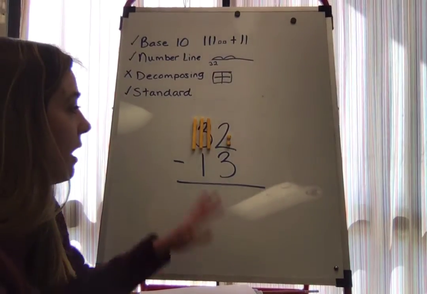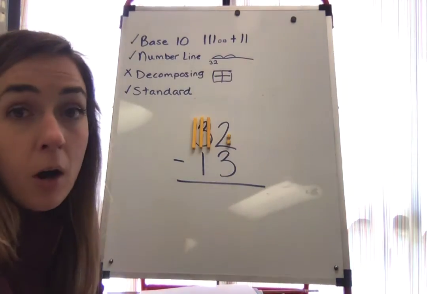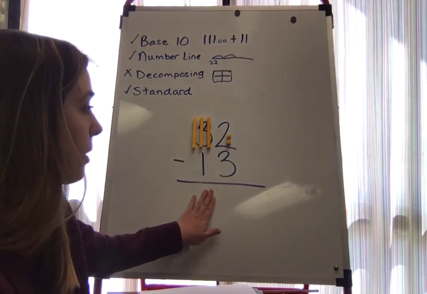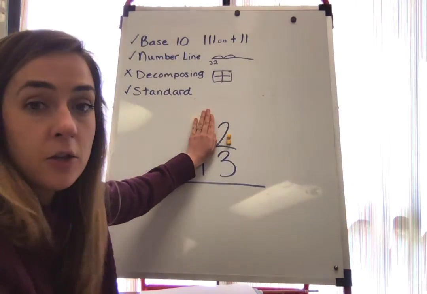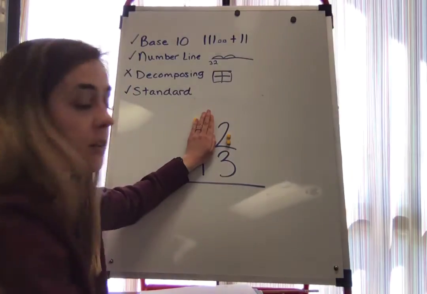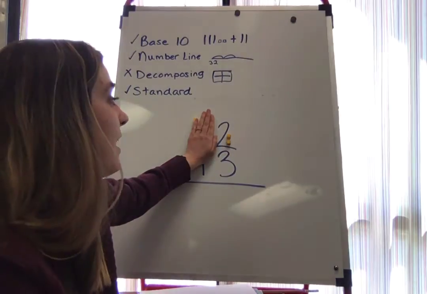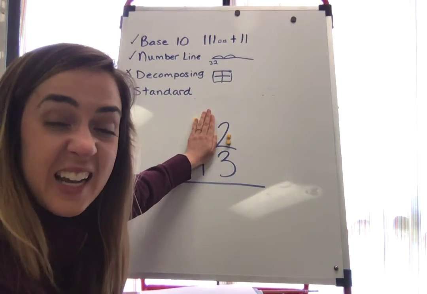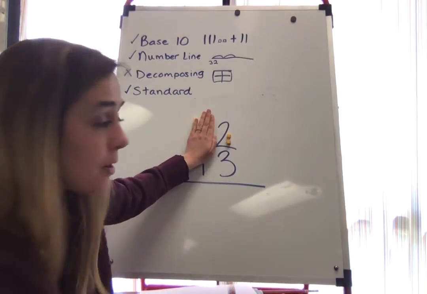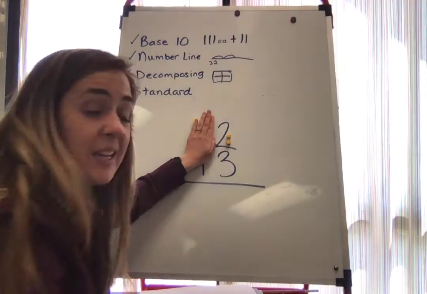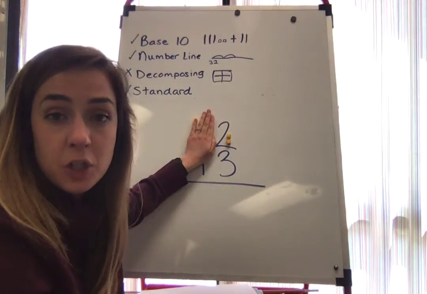Okay, so I've done my upstairs number and my downstairs number. My upstairs number always has to be bigger than my downstairs number. Now I'm going to look at my ones place. Okay, the 2 and the 3 are in the ones place. And just like before, when I did the base 10, and I wanted to take away 13, I didn't have enough ones to be able to do that. Well, I still had that same problem. I have 2 upstairs and 3 downstairs.